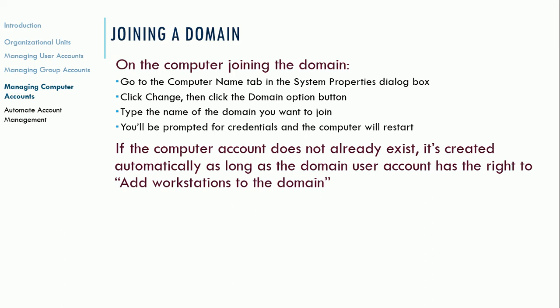So joining a domain: on the computer that you're joining to the domain, you go to the computer name tab in the system's dialog box. You click change, and then you click the domain option, and then you type the name of the domain that you want to join, and it will prompt you for some credentials that have permission on the domain in order to join it. You can't just join a domain without having permission to do so. So you'll have to provide some credentials that are able to do so. That way, somebody can't just walk into your network and join their computer to your domain without actually being a member of the organization. So if the computer account does not exist already, it's going to get created automatically.